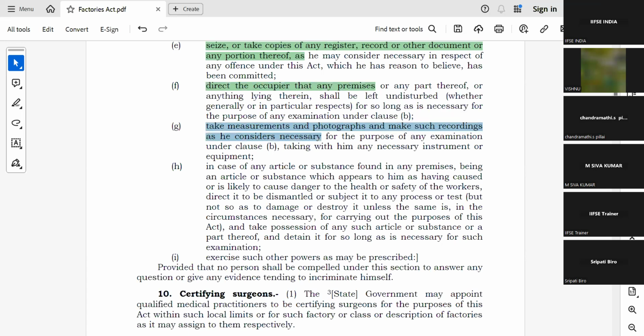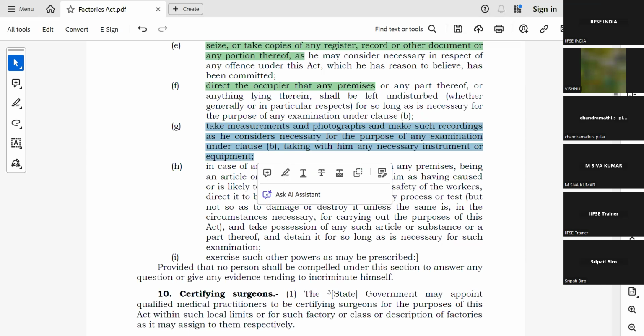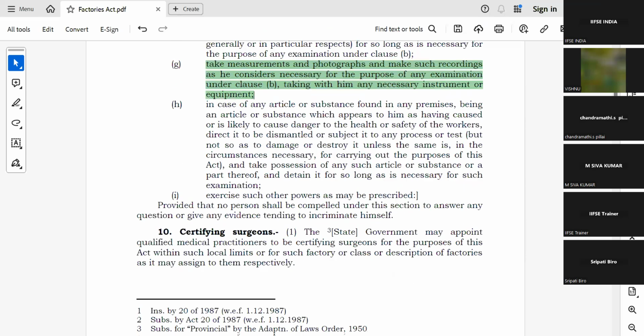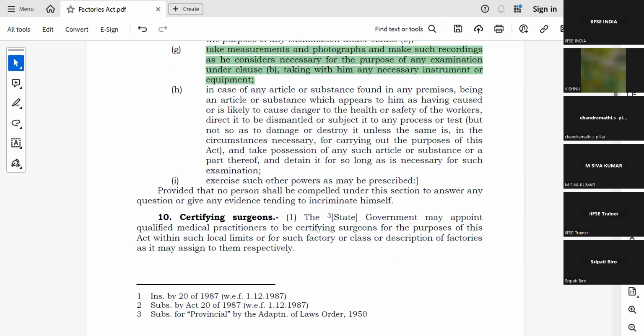Measurements and photographs, the recordings as he considers necessary for the purpose of examination. If at all he wants any photographs, he can take those photographs. And in case of any article or substance found in any premises, being an article or substance which appears to him as having caused or likely to cause danger to the health and safety of the workers.